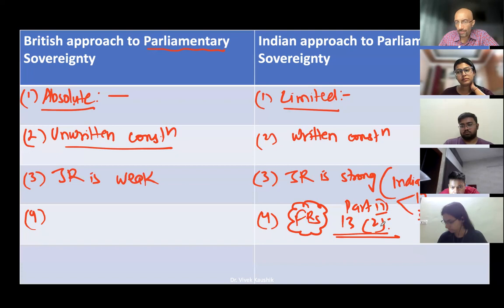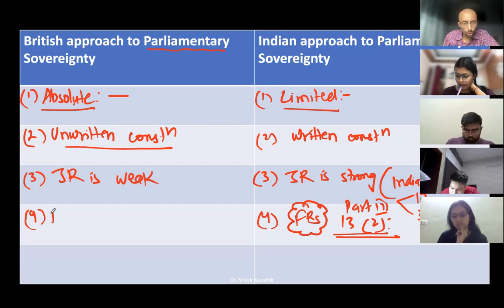In its Clause 2 it is clearly written, the state shall not make any law which takes away or abridges, curtails any right given under this part, meaning Part 3, and any such law, if made, will be void. So the Constitution clearly places restrictions, limitations on the authority of Parliament, whereas in Britain there is no such restriction, right?